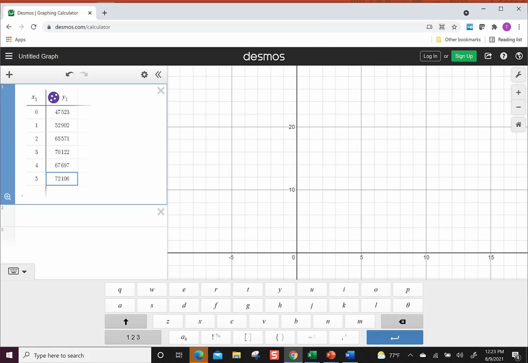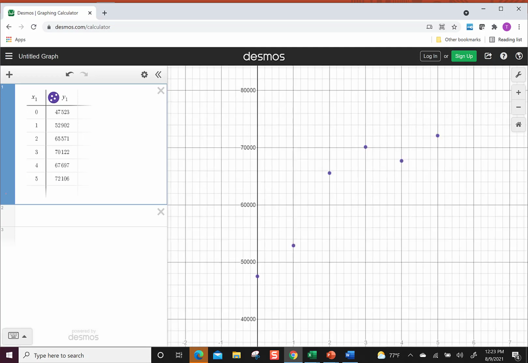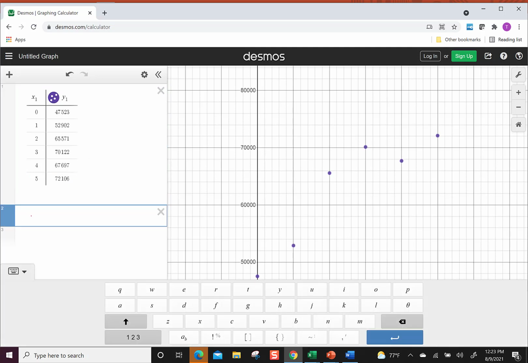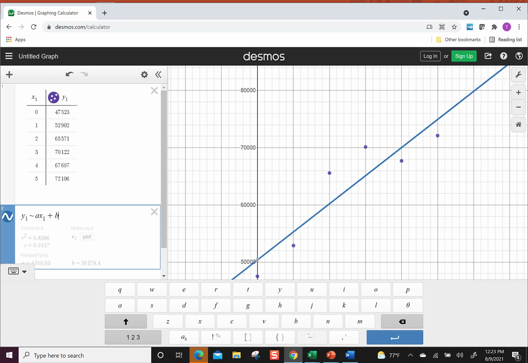We want to hit the magnifying glass, which will zoom over and show us the points. And then we're going to tell it to do a line of best fit. So we'll type Y1. And notice it says we have 6 elements. So immediately it knows that it's going to the table. Then we go to the bottom to grab the approximately AX1 plus B.